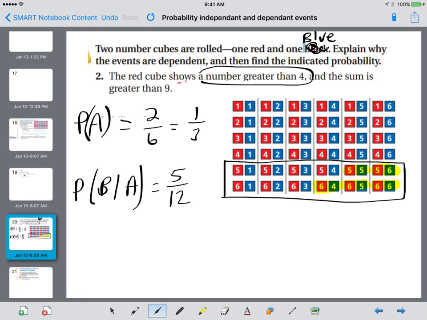So there's our two probabilities. We're going to multiply them together, and we're going to get 5 out of 3 times 12, which would be 36.